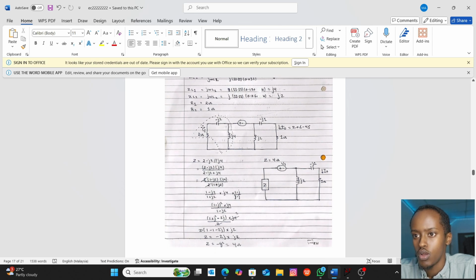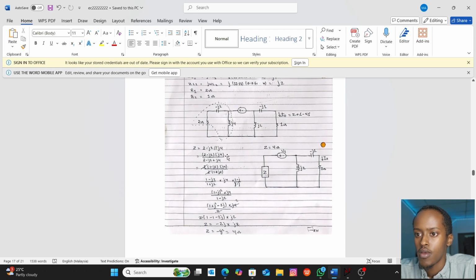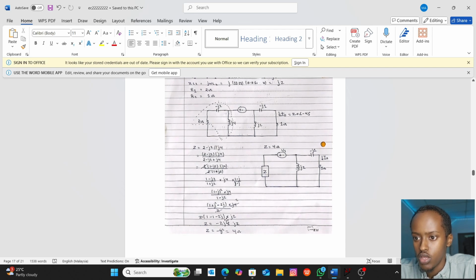We will analyze the left part. We will simplify it and make the 20 resistance in series with capacitor 1, minus j2, and then make it parallel to j4. Then we calculate it and we find Z equals 4 ohm. Then our current will look like this: Z, Vs.